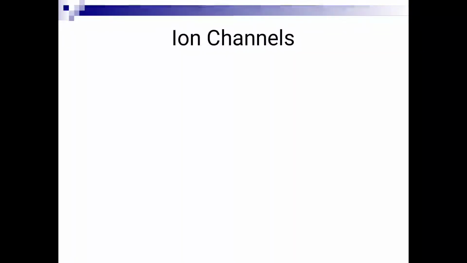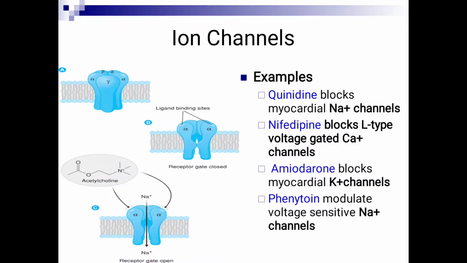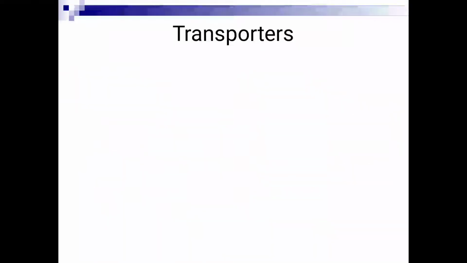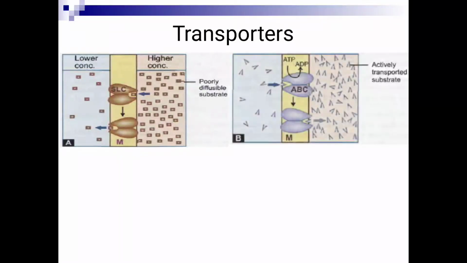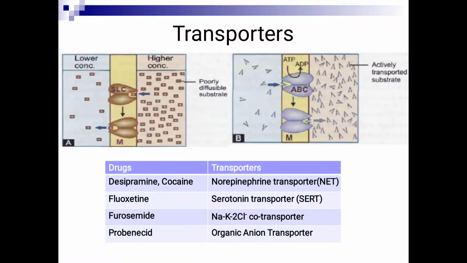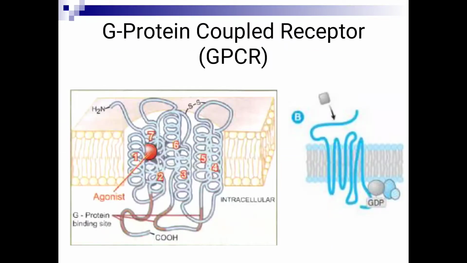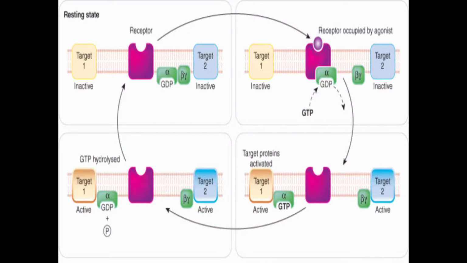Action through ion channels can be sodium, calcium or potassium channels, and the drug either opens or blocks these types of channels. Action through transporters: transporters can be solute carrier transporters or ATP-binding cassette transporters. These are the drugs and examples of transporters. The main important topic is the G protein coupled receptor. What is its structure? Seven transmembrane helices, 3 outside, 3 inside. The outer side is the agonist binding site, the inner side is the G protein binding site with alpha, beta, gamma subunits. How will the effect occur?